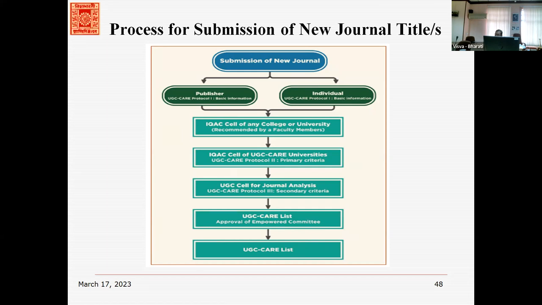Then the IQAC of the college or university sends the recommendation to the IQAC cell of the UGC CARE university. That is, they have another IQAC cell. And after that, the IQAC cell will send it to the cell for journal analysis, that unit at SPPU. So they will send the journal to them, and after checking the parameters, they will send it to the UGC CARE list's empowered committee for approval. There is an empowered committee in the UGC CARE list. Finally, they will take the decision whether it will be included or not. So after that, if approved, it will be included in the UGC CARE list. This is the simple procedure. We just have to submit to the IQAC of the concerned institution.